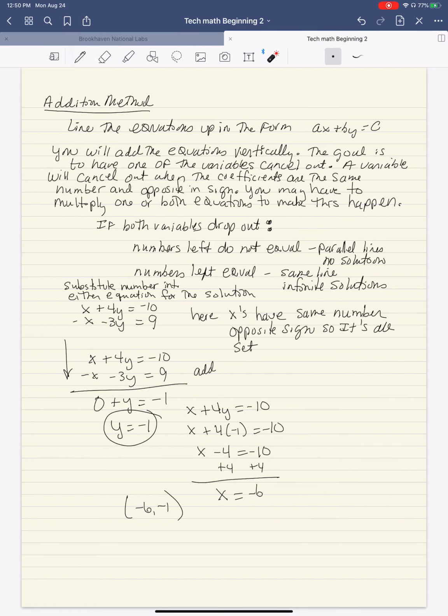Addition method. Line the equations up in the form ax plus by equals c. You will add the equations vertically.